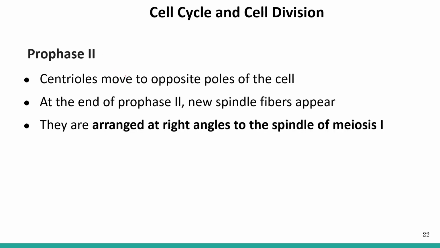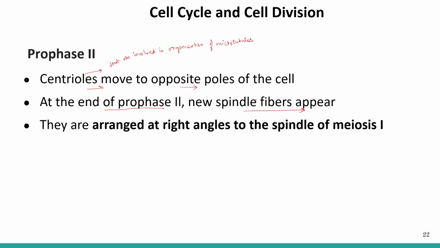Other events happening during prophase 2: first, the centrioles start to move to the opposite poles of the cell. Centrioles are cell organelles involved in the organization of microtubules, and microtubules will later form spindle fibers. So at the end of prophase 2, new spindle fibers start appearing.